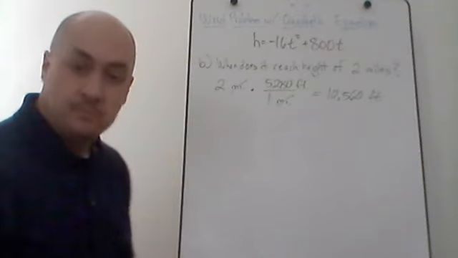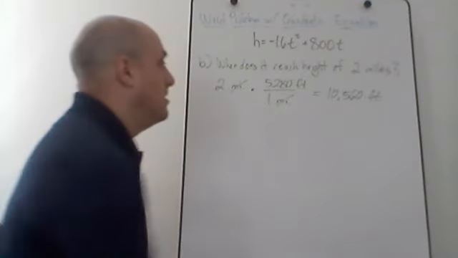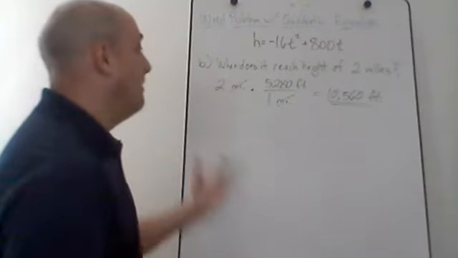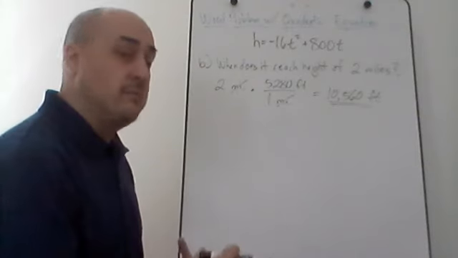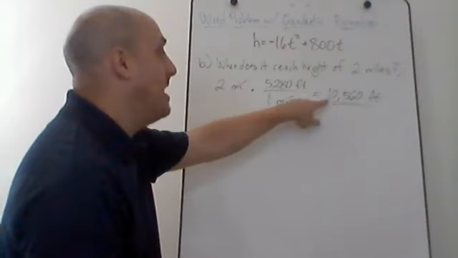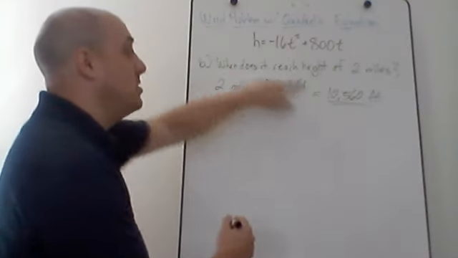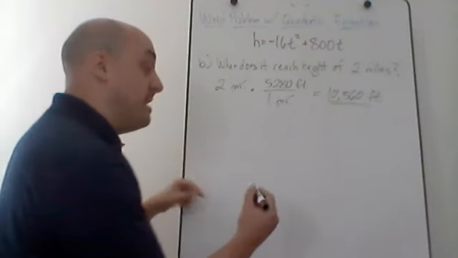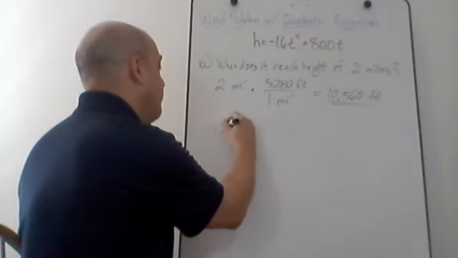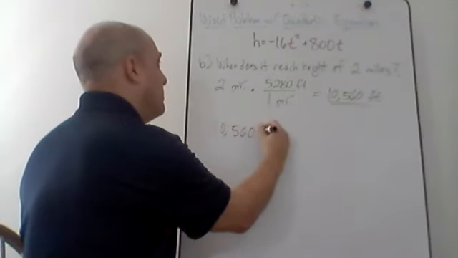Okay, good. All right, so that's how many feet are in 2 miles. And so if I want to know how long it takes for this bullet to reach a height of 2 miles, I need to plug in for my h in my equation the 10,560 feet. Because remember, h is measured in feet. I can't plug in miles for feet.